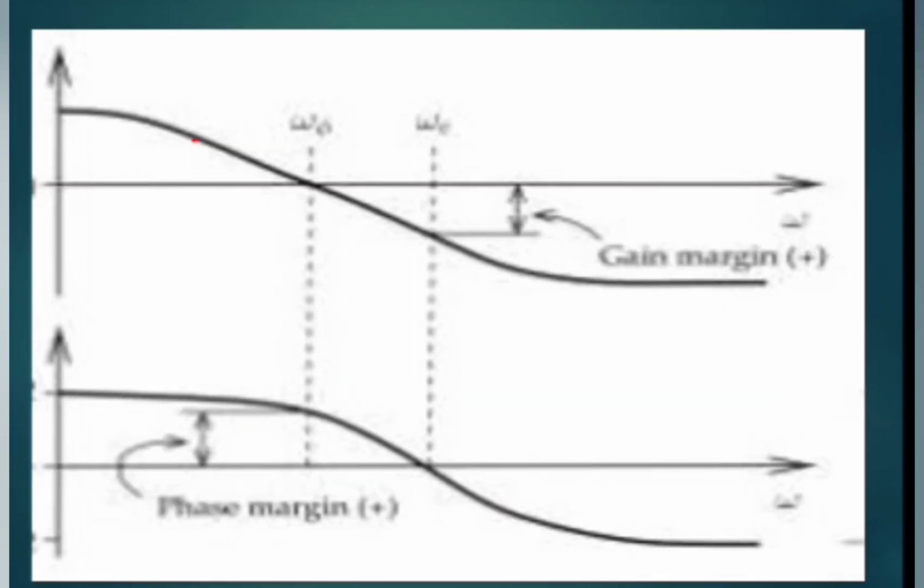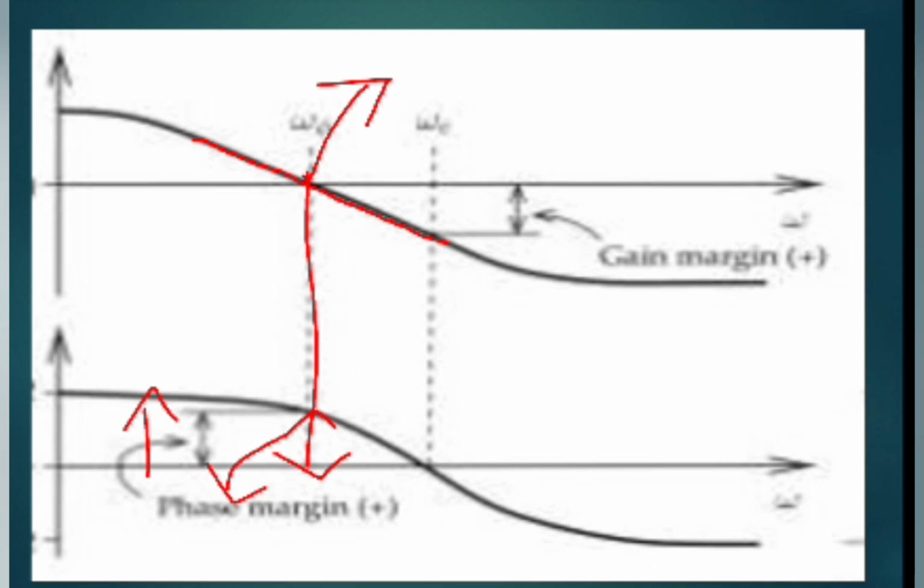Here in the magnitude plot this crosses the 0 decibel line. So when this crosses the 0 decibel line, this value is WGC, that is nothing but gain crossover frequency. At gain crossover frequency, find the magnitude of the polar plot, that is phase margin. And here you can see that the phase margin is positive as it is above the minus 180 degree line.